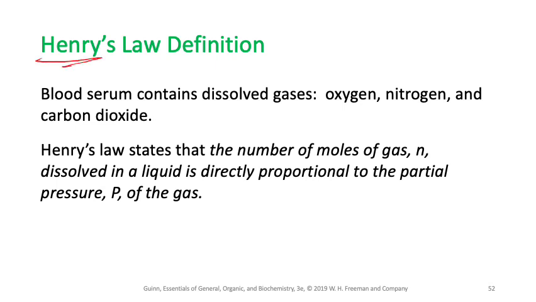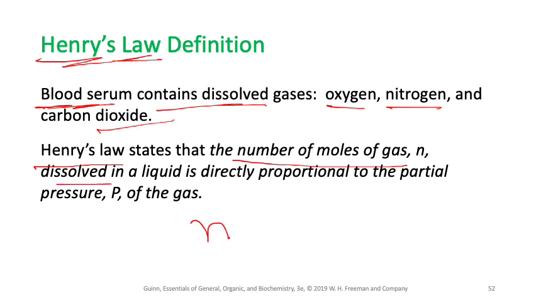So now we're going to talk about Henry's law. What is Henry's law, and where can we use it? We know that in the blood, if we talk about the blood serum, there are different kinds of gases dissolved in there: oxygen, nitrogen and carbon dioxide. But how much oxygen, nitrogen and carbon dioxide gas is dissolved in the blood serum is determined according to Henry's law. So Henry's law states that the number of moles of a gas dissolved in a liquid is directly proportional to the partial pressure of the gas.